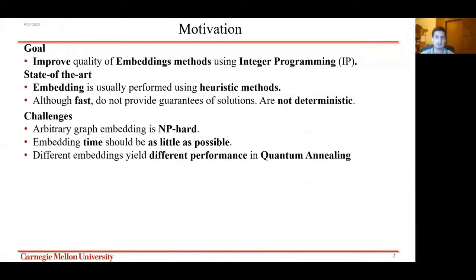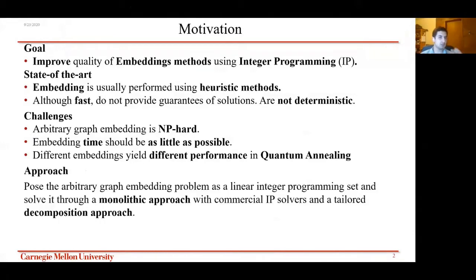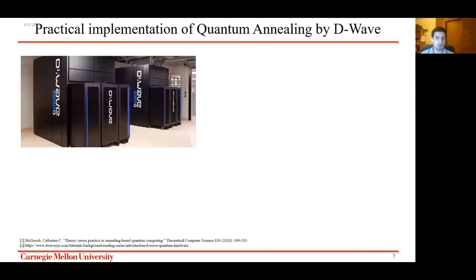This should be done as fast as possible because it can be counted as a pre-processing step before actually performing the quantum annealing, and different results in the embedding actually yield different performances in the annealing. So the approach here is that we're going to use linear integer programming to formulate this model, and then we're going to apply a decomposition approach to solve it more efficiently. As the first talk in the quantum computing session of this meeting, with the other talks also about quantum annealing, let me tell you about the machine.